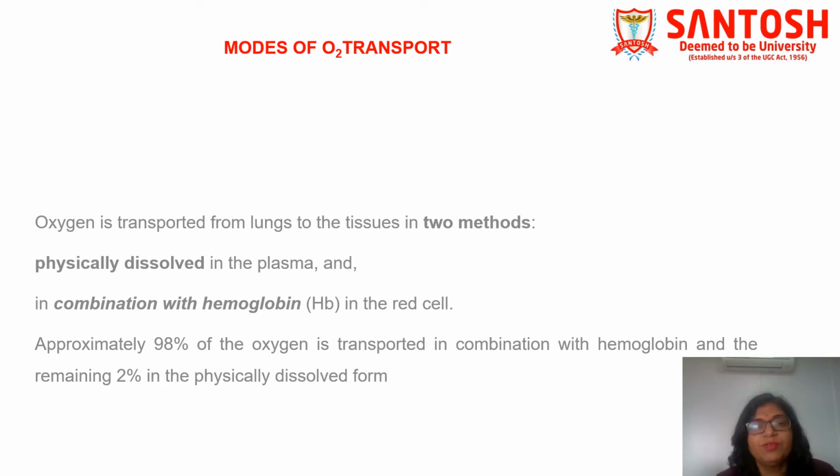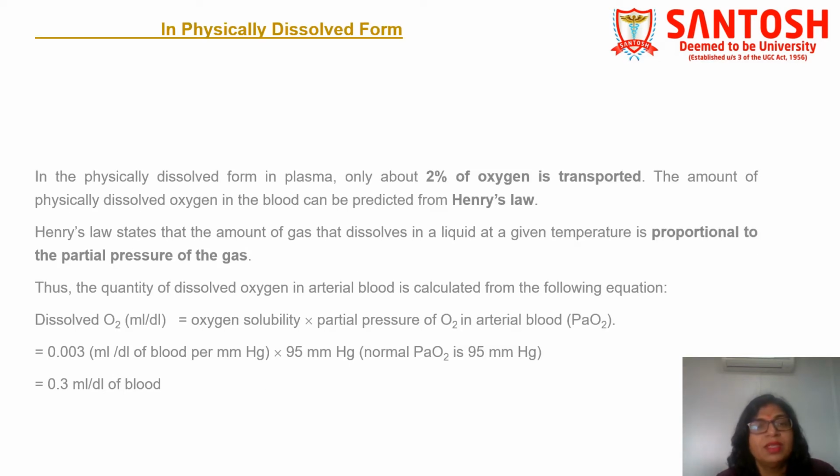Oxygen is transported from lungs to tissues by two methods: physically dissolved in the plasma and in combination with hemoglobin in the red cells. Mainly, approximately 98% of oxygen is transported in combination with hemoglobin and the remaining 2% in the physically dissolved form. In the physically dissolved form in plasma, only about 2% of oxygen is transported.